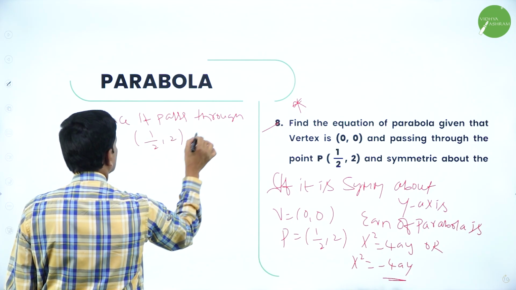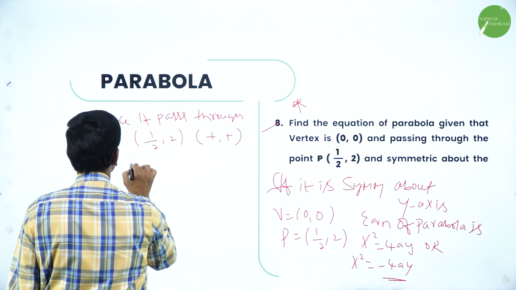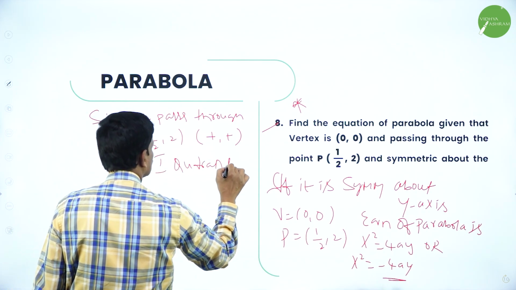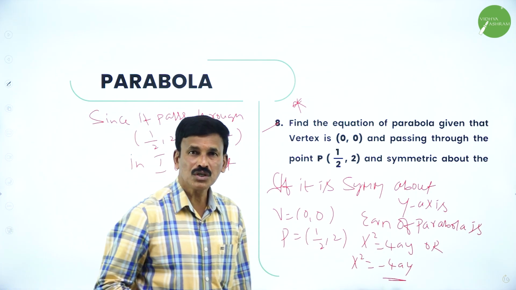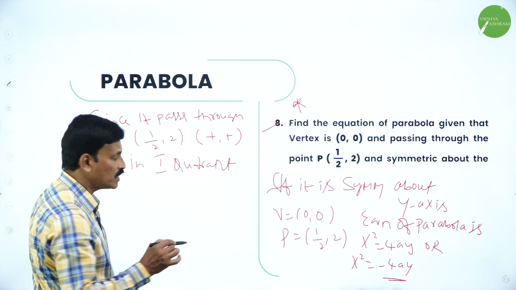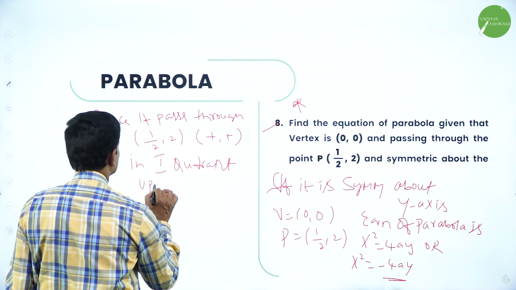1 by 2 comma 2, both are positive, that is in the first quadrant. If it is in the first quadrant, the parabola opens in the upward direction.